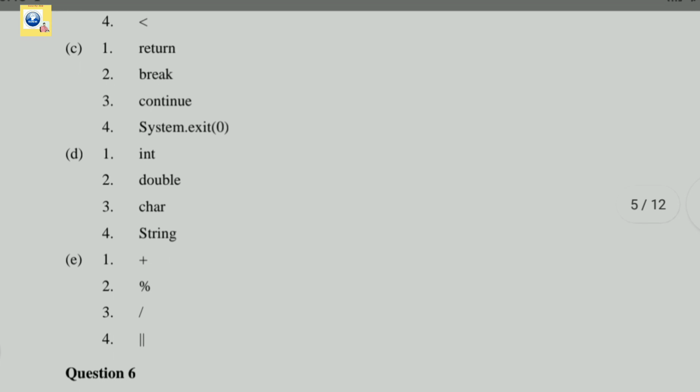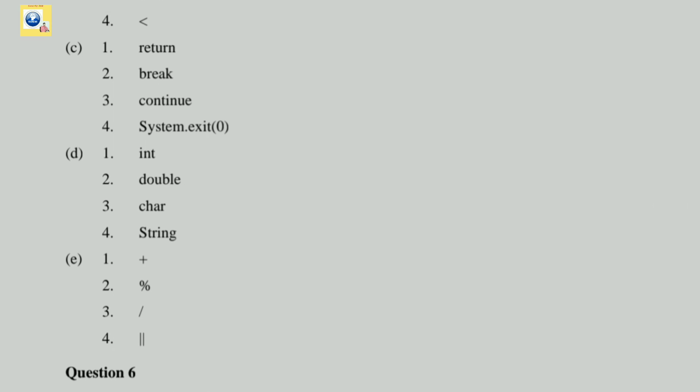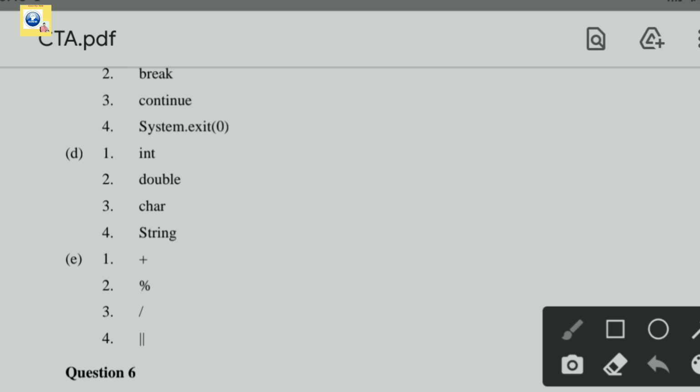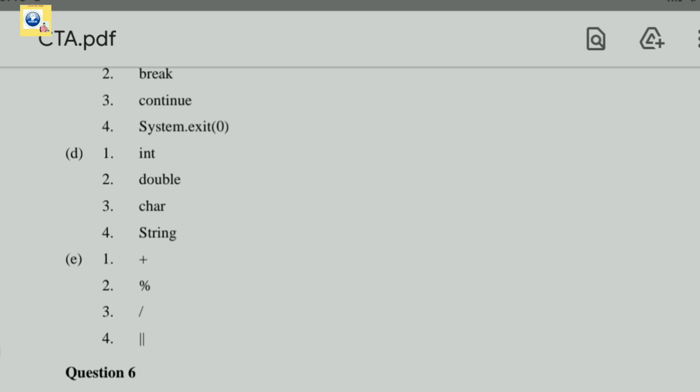Moving towards question number C, where we have 4 options: return, break, continue, and system.exit. Okay, so what is odd here? What do you feel, children? The odd thing is system.exit, because return, break, and continue are jumping statements. Exit is a method which resides in the System class. So that's why here it will be odd.